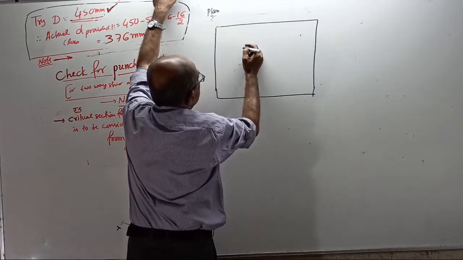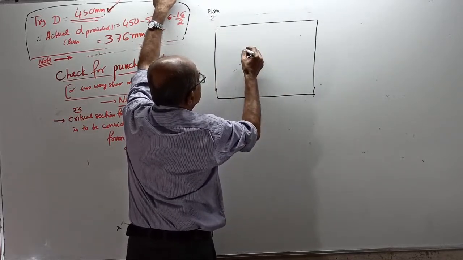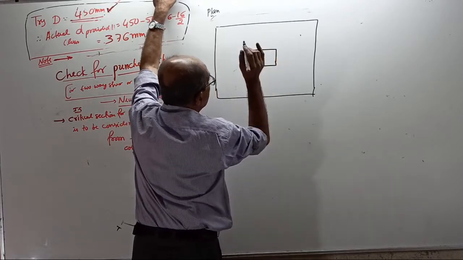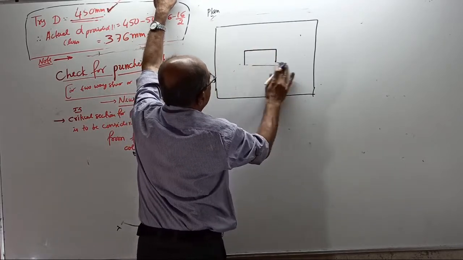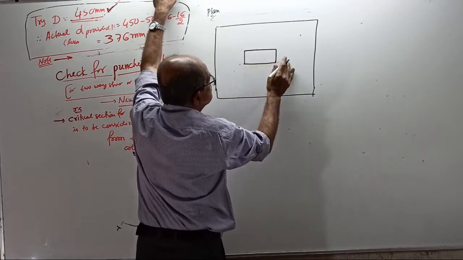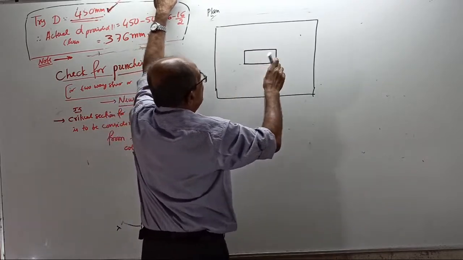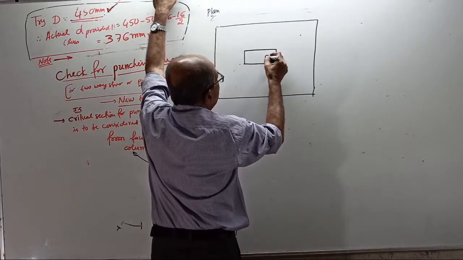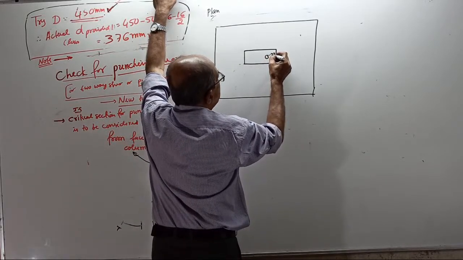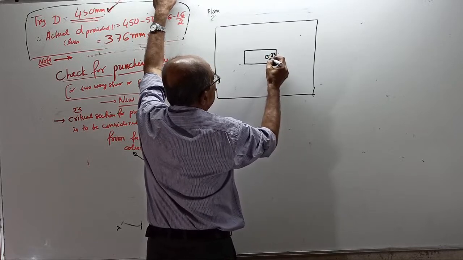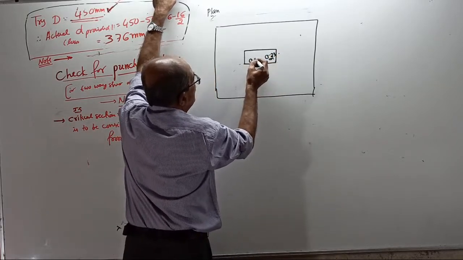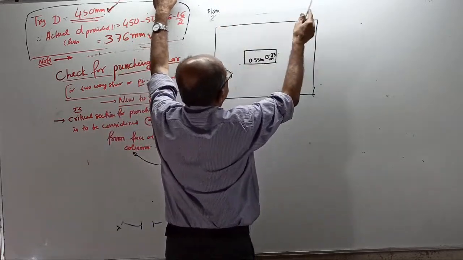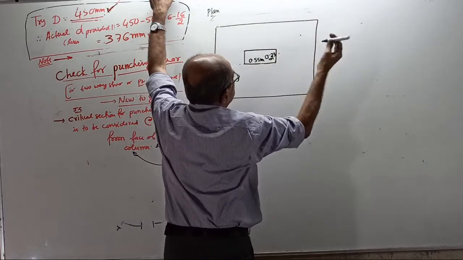Now, this is the column, a little out of scale. This side is 0.23 meter. I am writing in meters. This is 0.55 meter. So this is 2 point something. Actually it will come bigger, but space is not there.